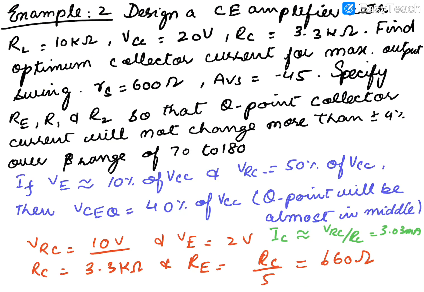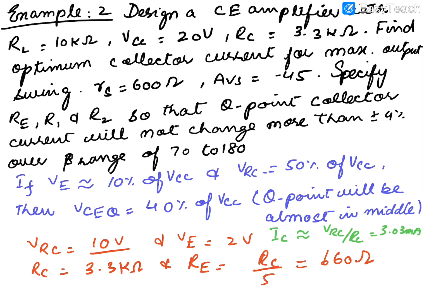So the next example is about the design of a common emitter amplifier. The given values are RL, VCC, RC. We have to find the optimum collector current for maximum output swing. RS is 600 ohms. Overall voltage gain from load to source is minus 45. So we have to find the values of RE, R1, R2, RC, so that the Q point current will not change more than plus minus 4% over a beta range of 70 to 180.